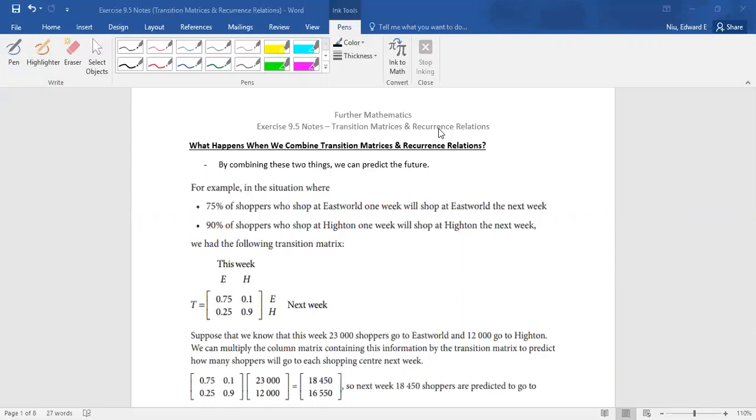So what happens when we combine transition matrices and recurrence relations? Well, if you go back to 9.4, our transition matrices were pretty basic. We could only find the movement from one week to the next. So what happens if we want to find out the movement from week 2 to week 3, and then week 3 to week 4, week 4 to week 5, and so on? Well, this is where recurrence relations come in.